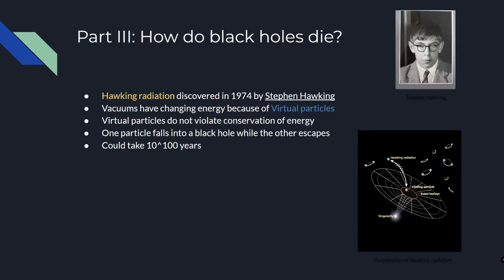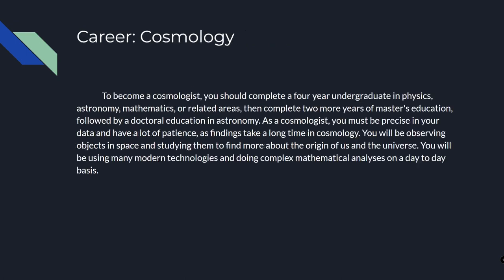How do black holes die? Hawking radiation, discovered in 1974 by Stephen Hawking. Vacuums have changing energy because of virtual particles. Virtual particles do not violate conservation of energy. If one particle falls into a black hole while the other escapes, this could take 10 to the power of 100 years.